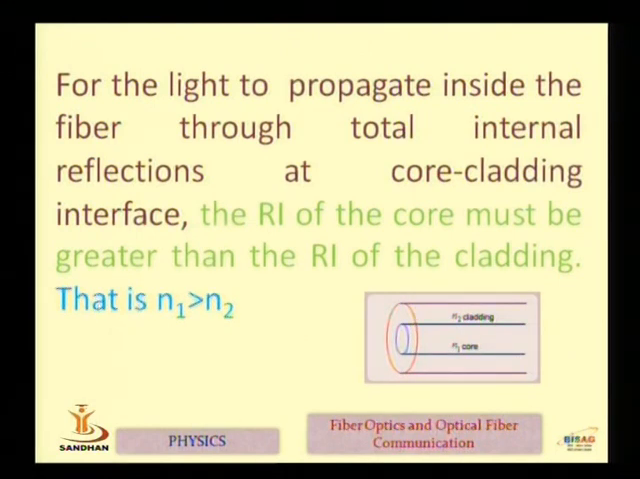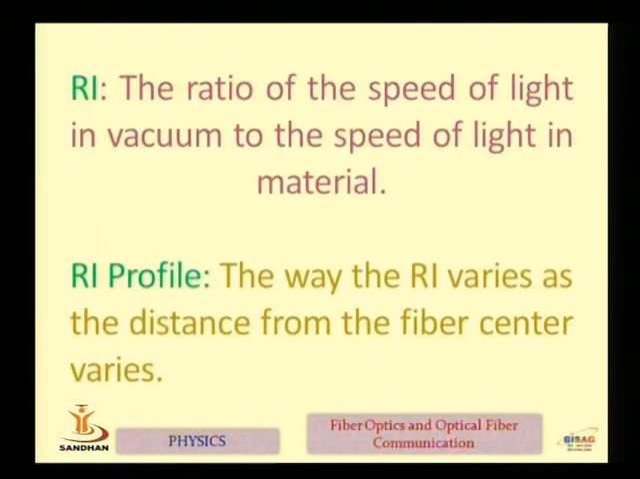For the light to propagate inside the fiber through total internal reflection at a core-cladding interface, the refractive index of the core must be greater than the refractive index of the cladding. You can say refractive index of core is N1 and refractive index of cladding is N2. So N1 should be greater than N2. Refractive index basically is the ratio of speed of light in a vacuum to the speed of light in a material. One more term is refractive index profile: the way the refractive index varies as the distance from the fiber center varies.